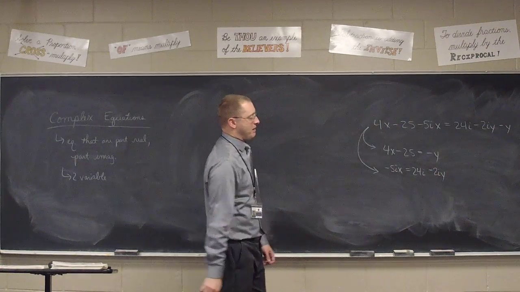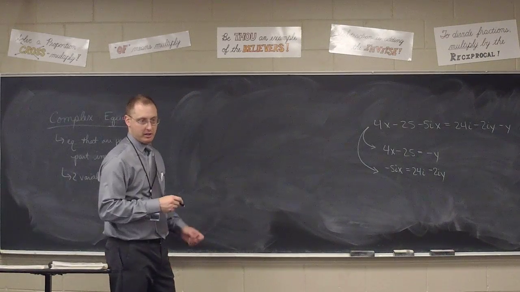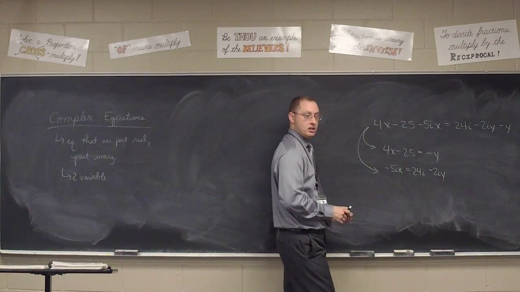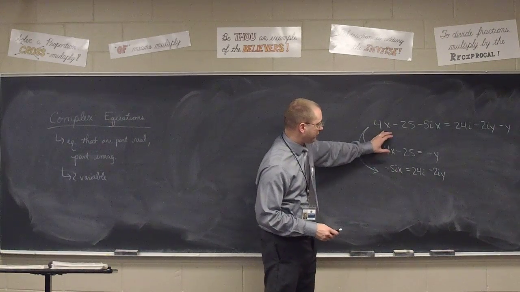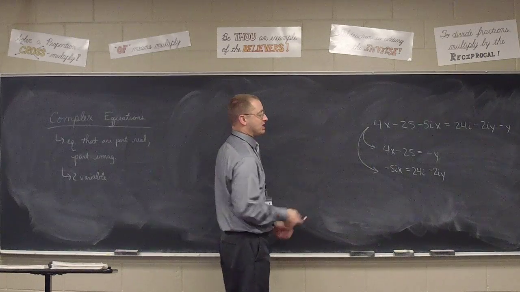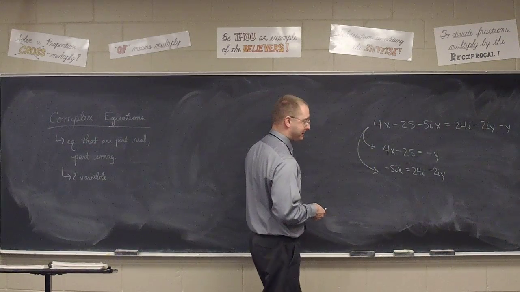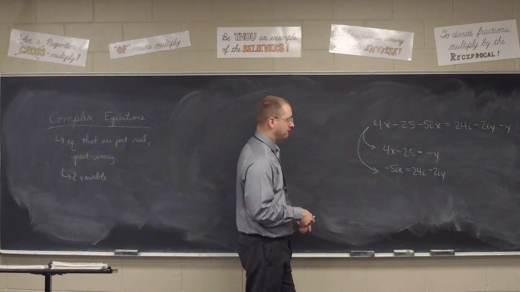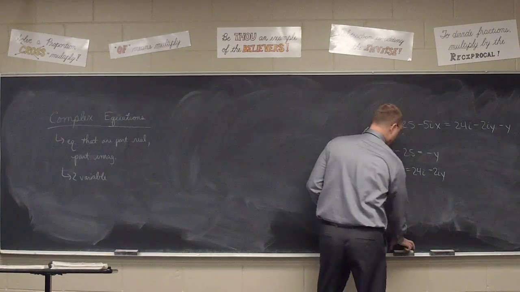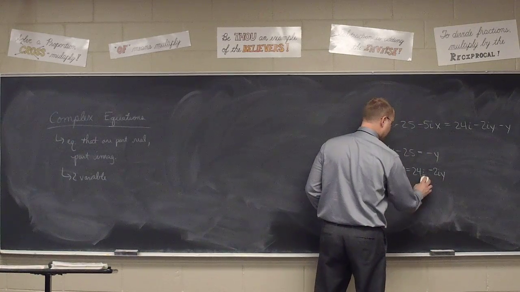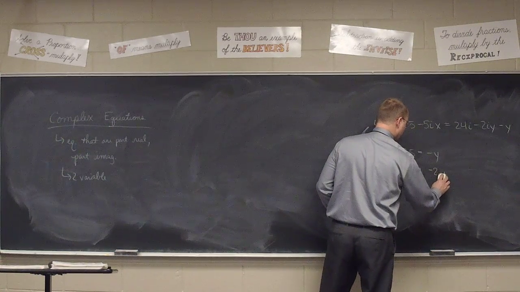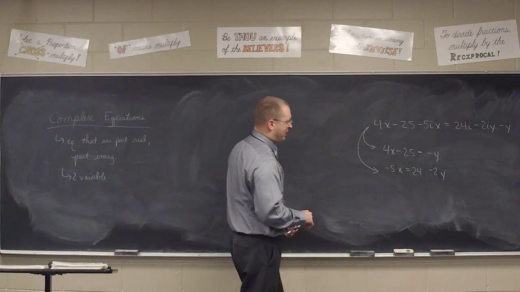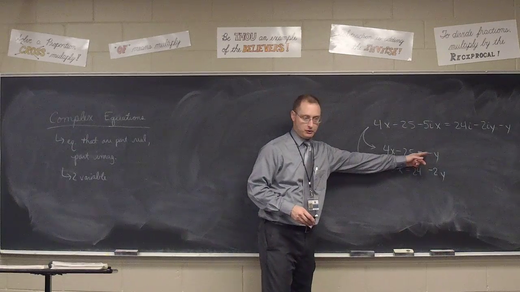The idea of separating the real from the imaginary is that it allows me to do what in the imaginary equation? Well, we do get a system, but what can I do to this lower equation, the imaginary equation? You could drop the i's. Right, knock out all the i's. So it just becomes negative 5x equals 24 minus 2y.